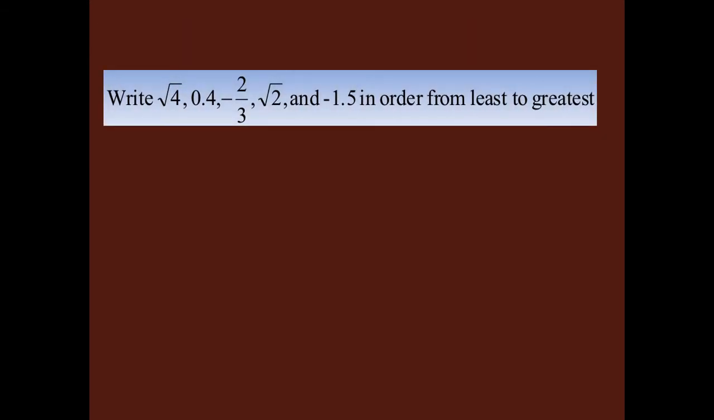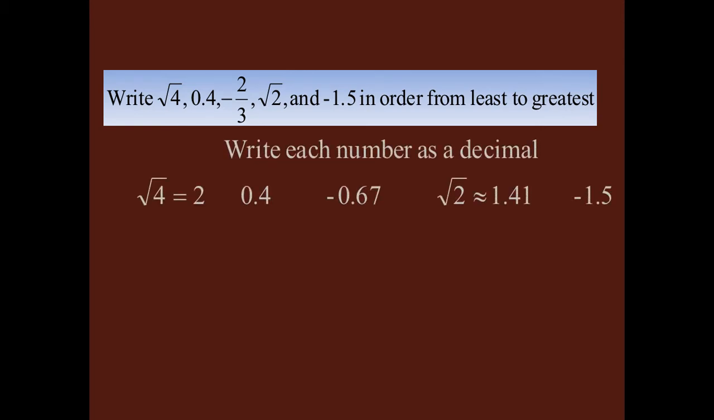Now we have been given numbers. We have to rearrange them from least to greatest. Square root of 4 is 2. 0.4 is already in the decimal. Negative 2/3 is negative 0.67. Square root of 2 is 1.41 approximately. It's not the perfect or the proper given value. Then negative 1.5 is already in the decimal.